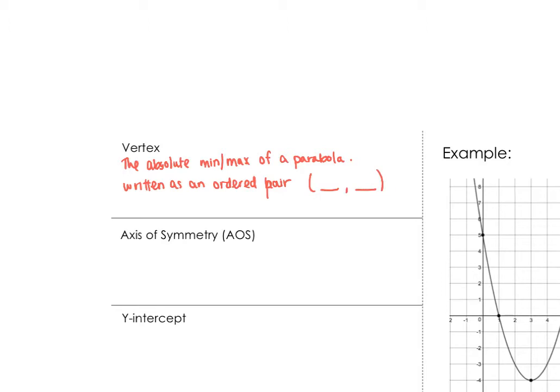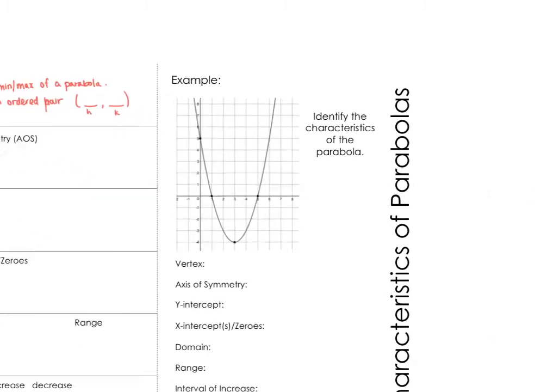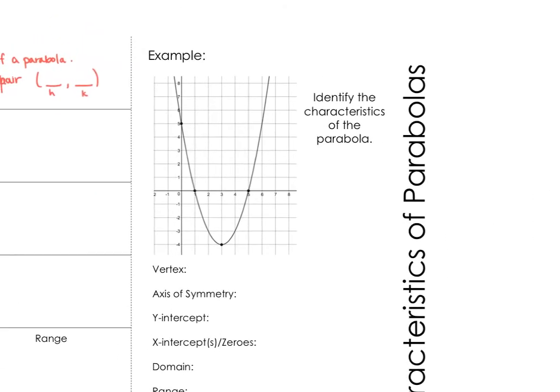And the letters we use for a parabola are actually H and K, which we'll get more into later. But it's the x-coordinate first and then the y-coordinate. So in looking at our example here, the vertex, which I'm going to highlight in red or pink, is right there. And the coordinates of that point, remember we do the x first, so it's 3, -4. So the vertex is 3, -4.